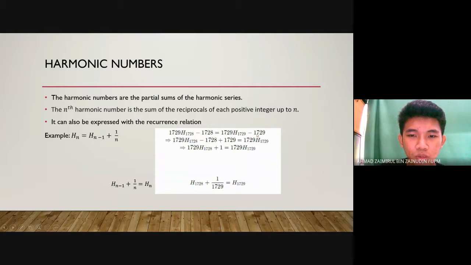So negative 1729 will be added to 1729 here, so the total is positive 1. And then we divide the whole equation by 1729. So we have got the final answer here. So we can see that this is Hn minus 1 plus 1 over 1729 equals H1729. So that's all from us. Thank you.